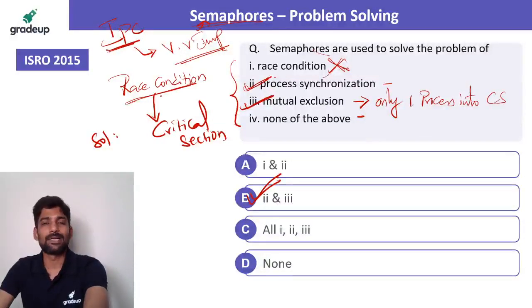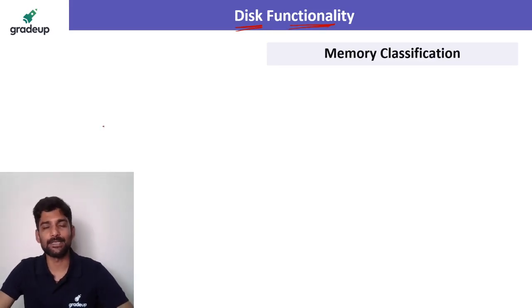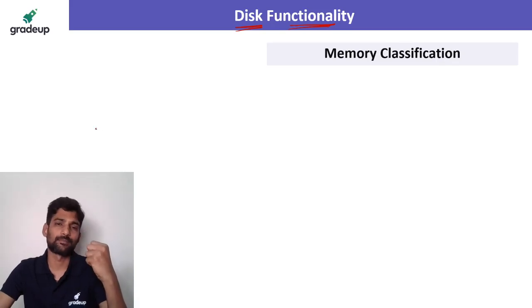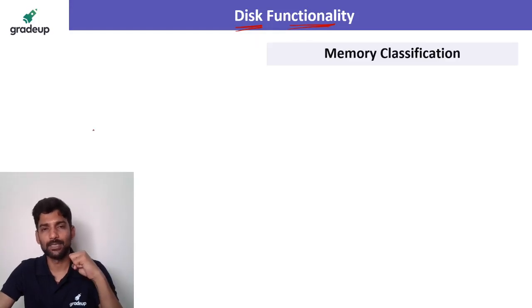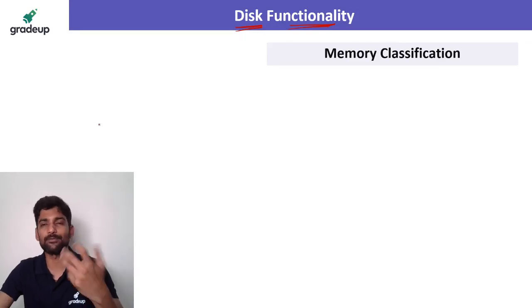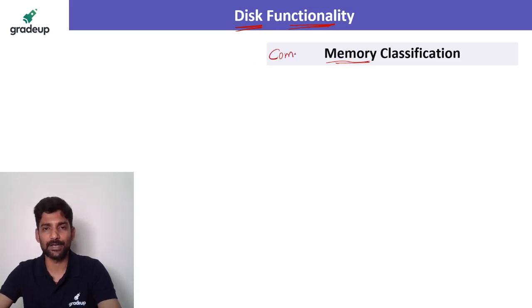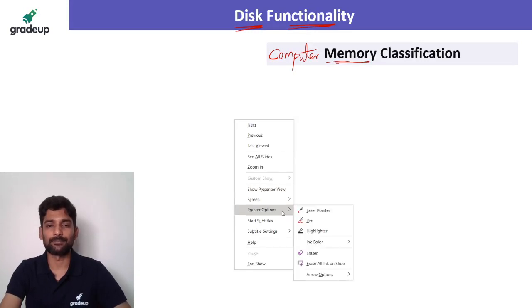Okay, so let's get into the other topic, that is disk functionality. So what is a disk basically? Whenever we say disk, immediately everyone gets hard disk or CD into their mind, right? To understand what this disk is and how it works, before that we should understand how a computer memory is basically classified. Let's see.